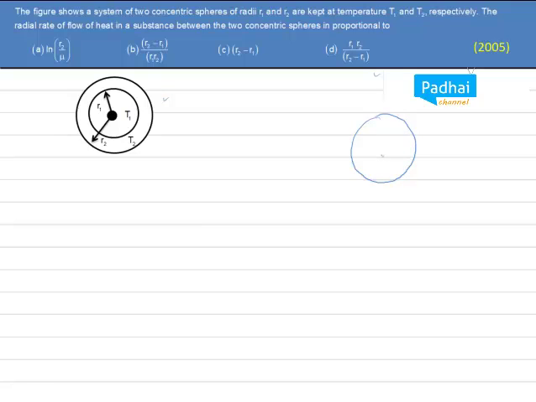Let us suppose that this is R1 and the inner sphere is at temperature T1. This is outside, R2, and this is at temperature T2. Now, if I move from here to here, the area at this point is different, and if I go further outside, it will have a different area. That means the resistance is variable, right?